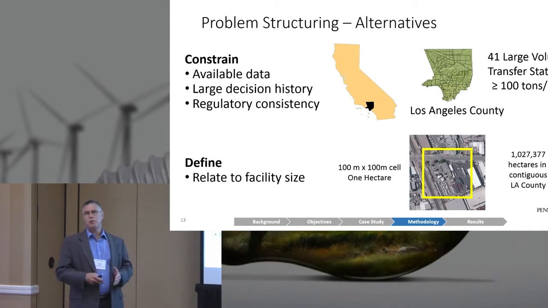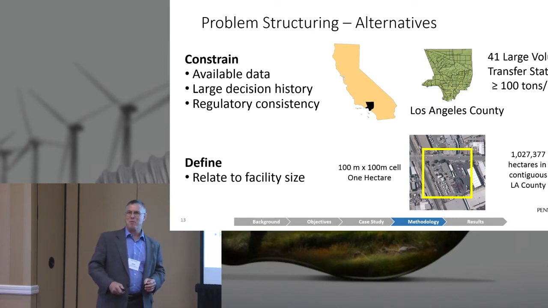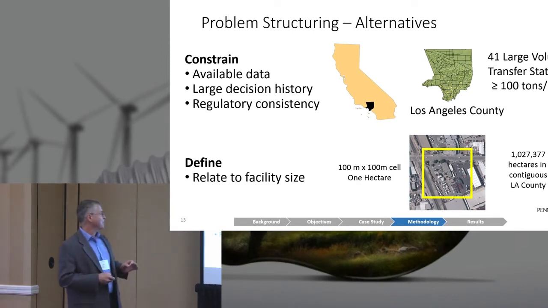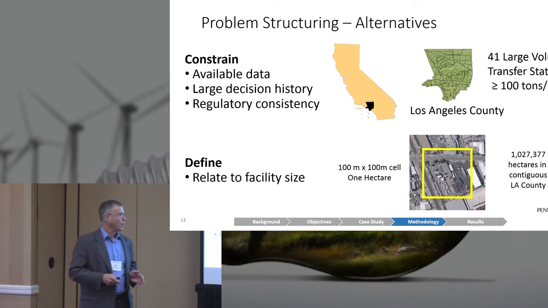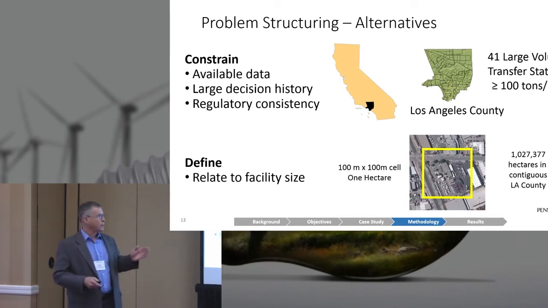We had to then choose, well, what is a site choice? It can be an infinite number of points on a continuum surface, but we selected a 1 hectare lot. That conforms with the average footprint size of a waste transfer station in California, and it's a convenient unit to work with. There's over 1 million hectares in LA County.